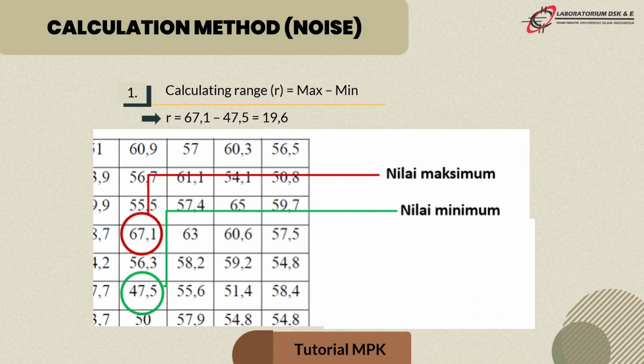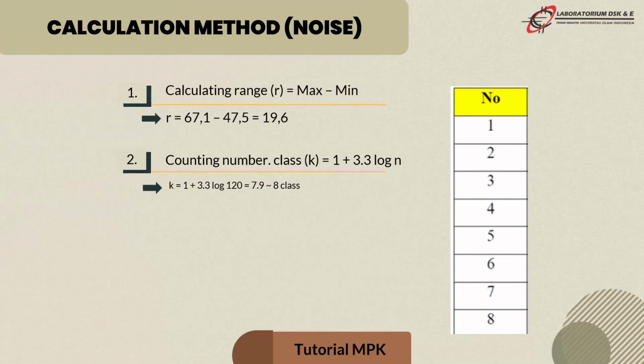Then from that maximum and minimum value, we can get the range R by calculating maximum value minus minimum value, and we get the R value is 19.6. And then for the second, to get the number of classes or K, we can use the formula like that. Then we got the K value is 8. So there is an 8 class interval in this case.